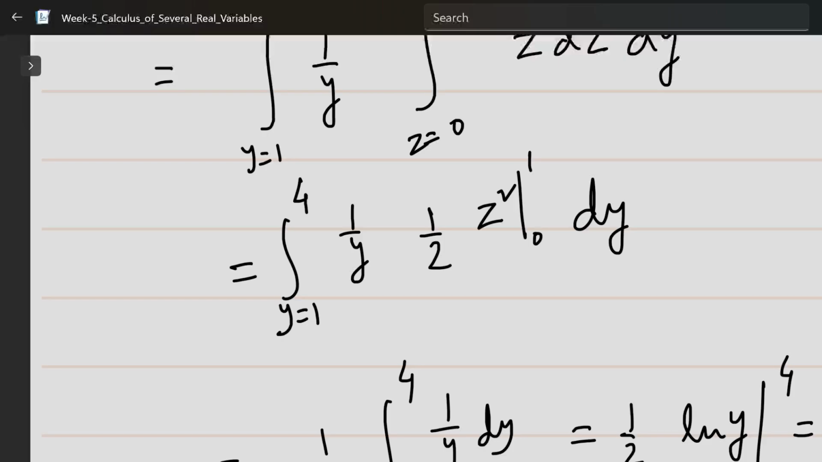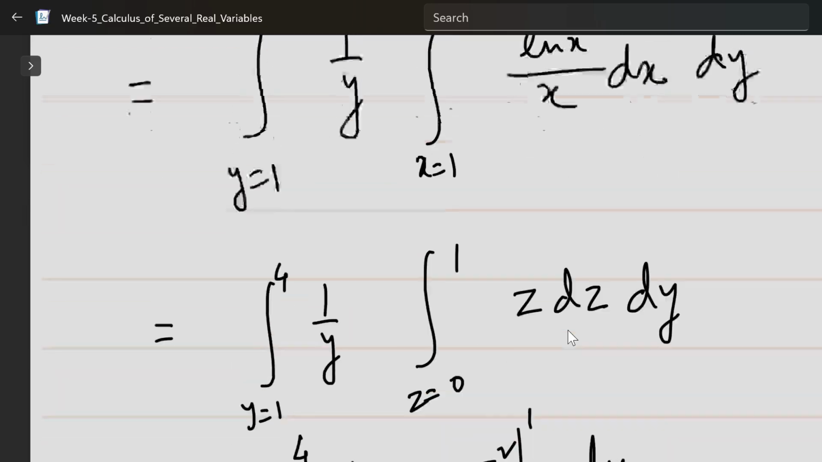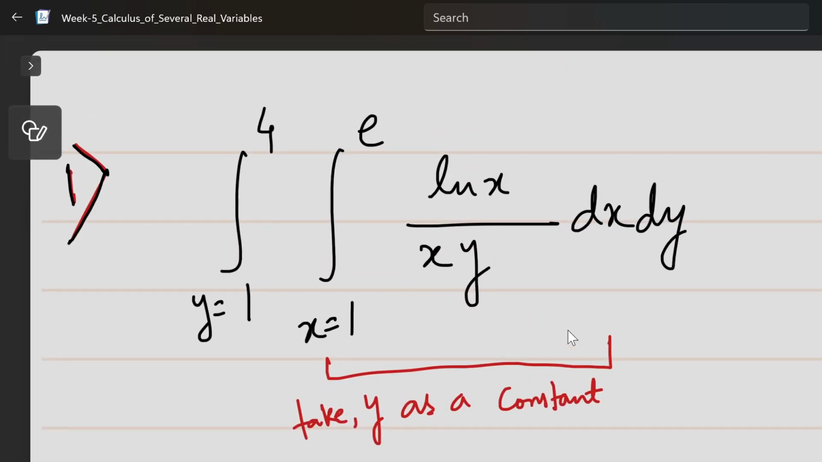This is the answer. But if you want to do it using change of order of integration, then also you can do it. But as I told you, this is a rectangular region. So I'll draw the region here. Suppose x, y. X is from 1 to e. E means 2.718, so maybe somewhere here. And y is from 1 to 4. So it is a rectangular region.